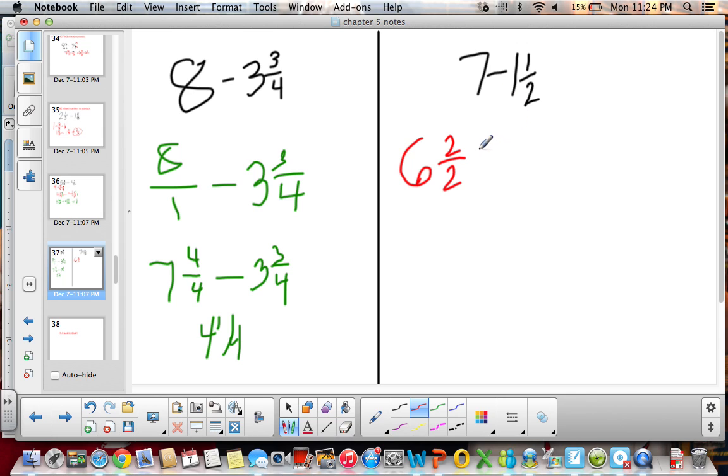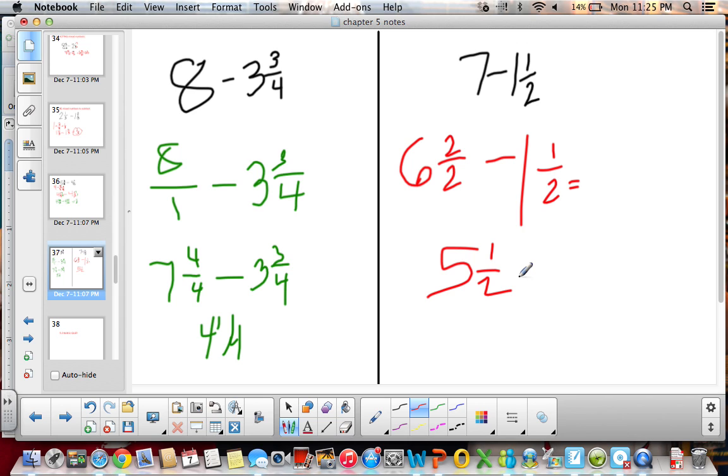So we have 6 and 2 over 2. 6 plus 2 over 2 is 6 plus 1, which equals 7. Minus 1, oops, and 1 over 2. So 6 minus 1 is 5. 2 minus 1 is 1. So 5 and 1/2 would be our answer.